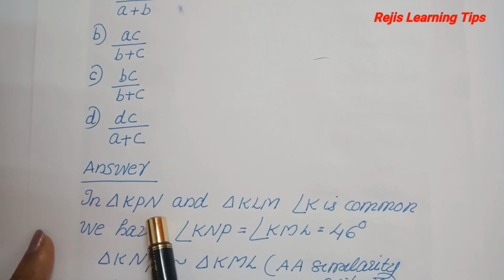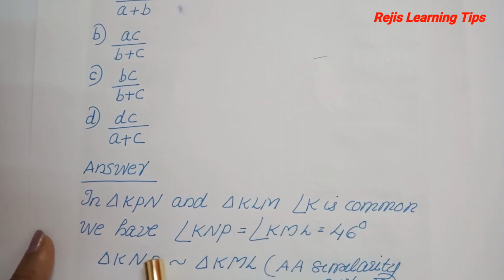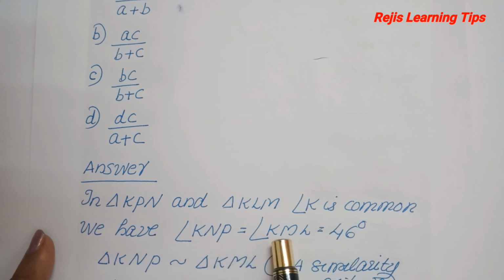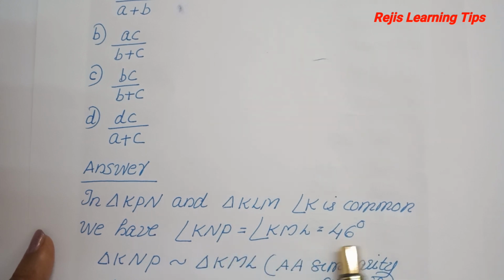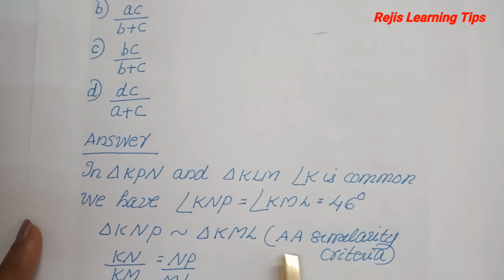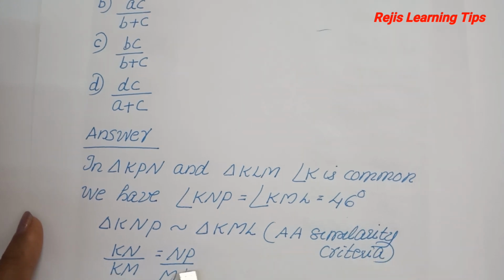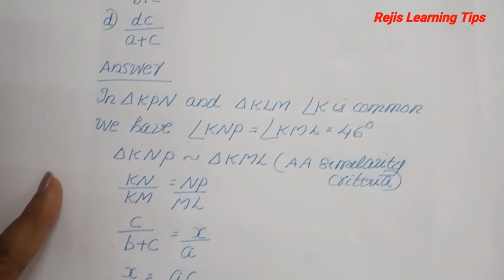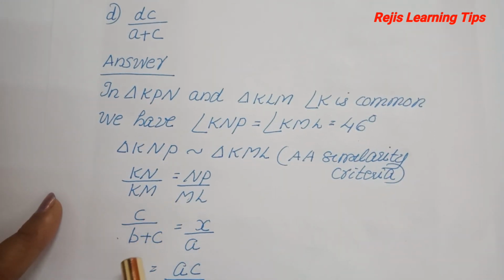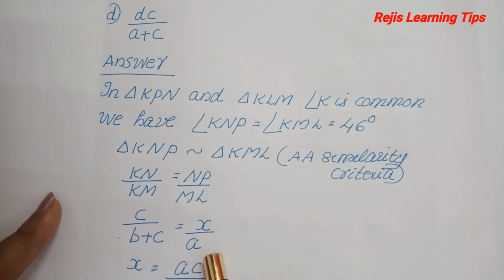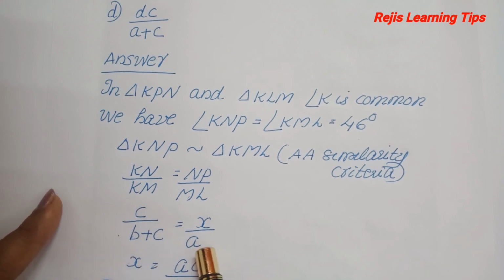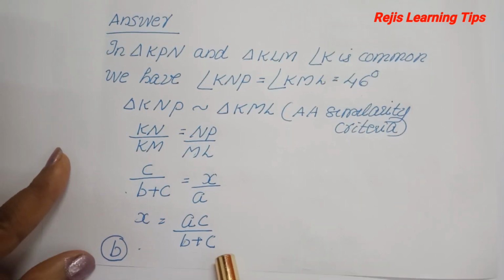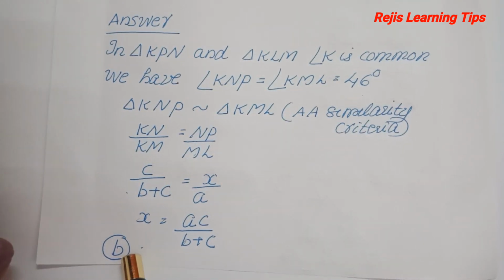In triangle KPN and triangle KLM, angle K is common. Then angle KNP is equal to angle KML, that is equal to 46 degree. Therefore, these two triangles are similar by AA similarity. Then we know that KN by KM is equal to NP by ML. So, KN is C and KM means B plus C, NP is equal to X, and ML is equal to A. Therefore, X is equal to AC divided by B plus C. So, our option B.